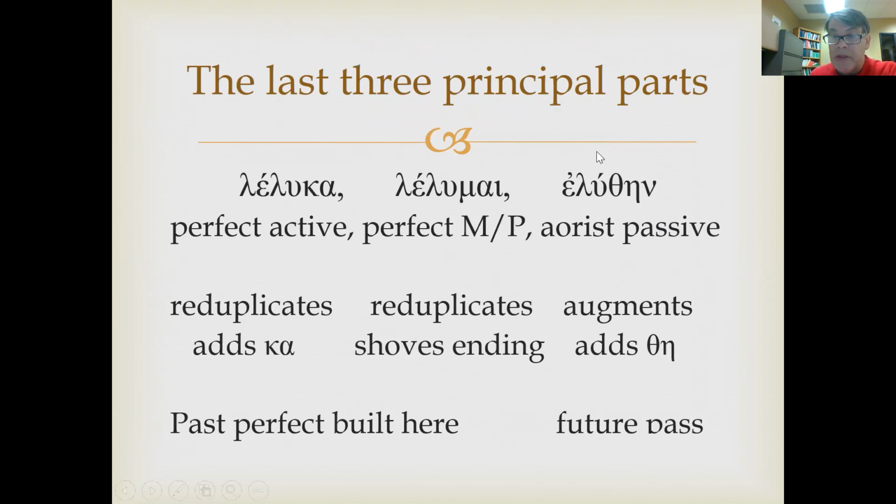Now, let me finally say that the future passive is built on this as well. The future passive takes this stem and puts a sigma on it. As you expect the future to have a sigma, the future passive takes this stem and adds a sigma on the end. These are things you don't necessarily have to know. But if you want to move toward learning the forms eventually, those are some things that you would want to eventually learn.